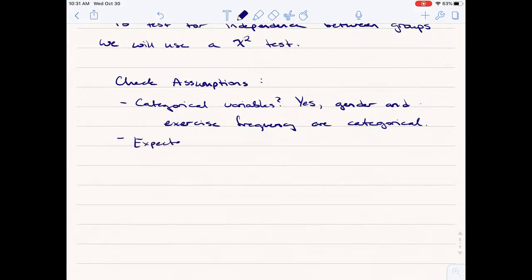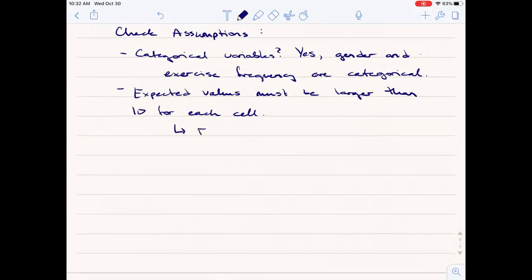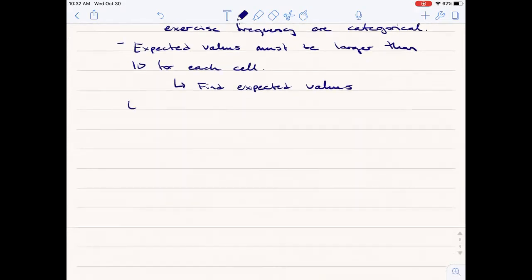Expected values must be larger than 10 for each cell. What does that mean? That means that we have to find our expected values. E is the expected value. Let's just denote that by E. E is the row total, just summarizing from earlier, times the column total over the grand total.